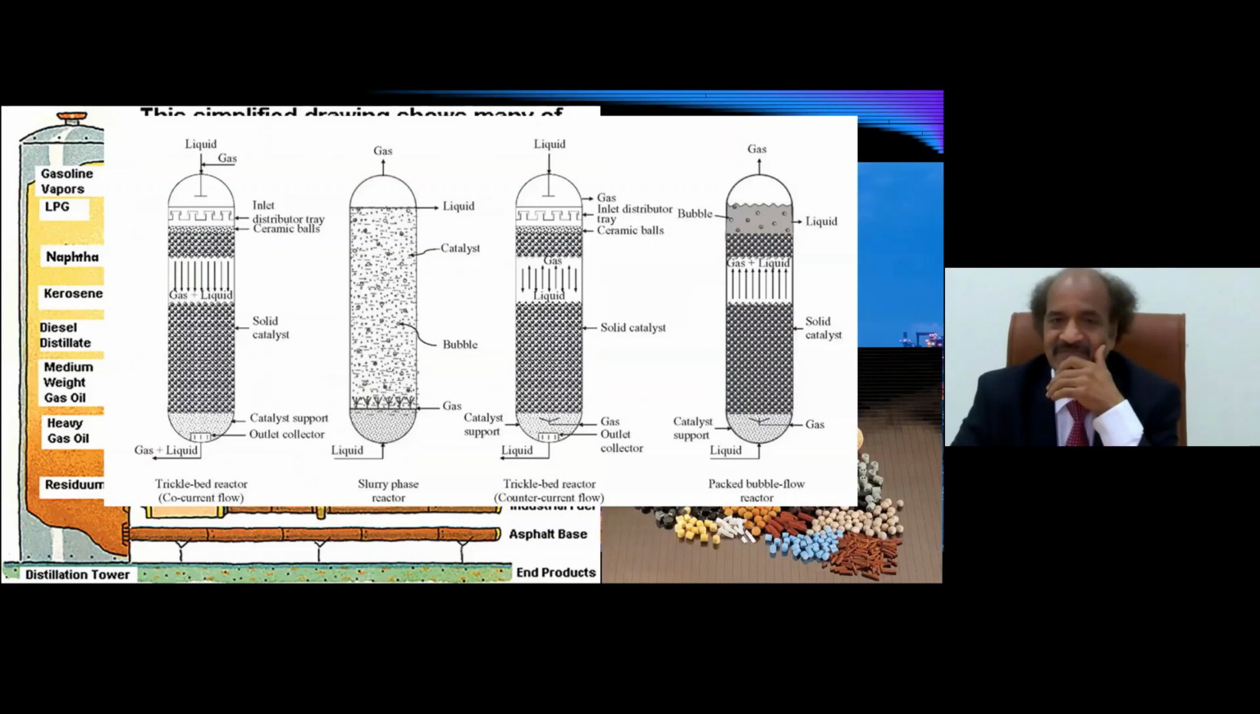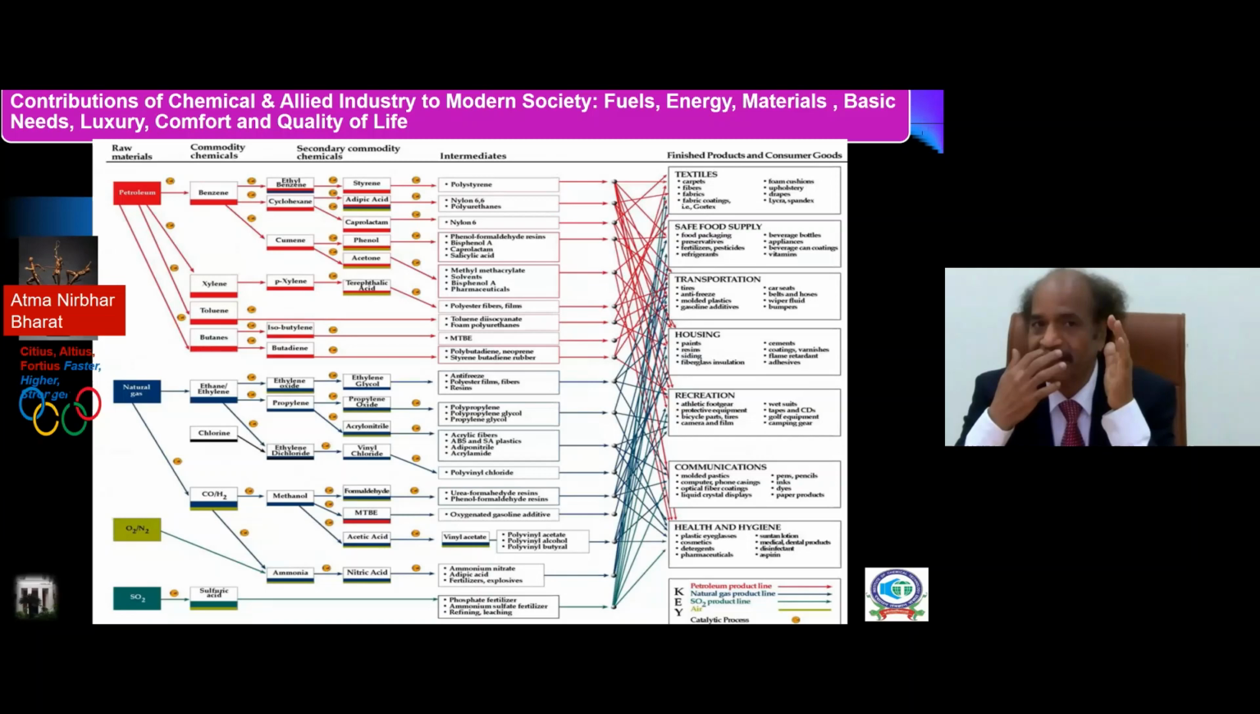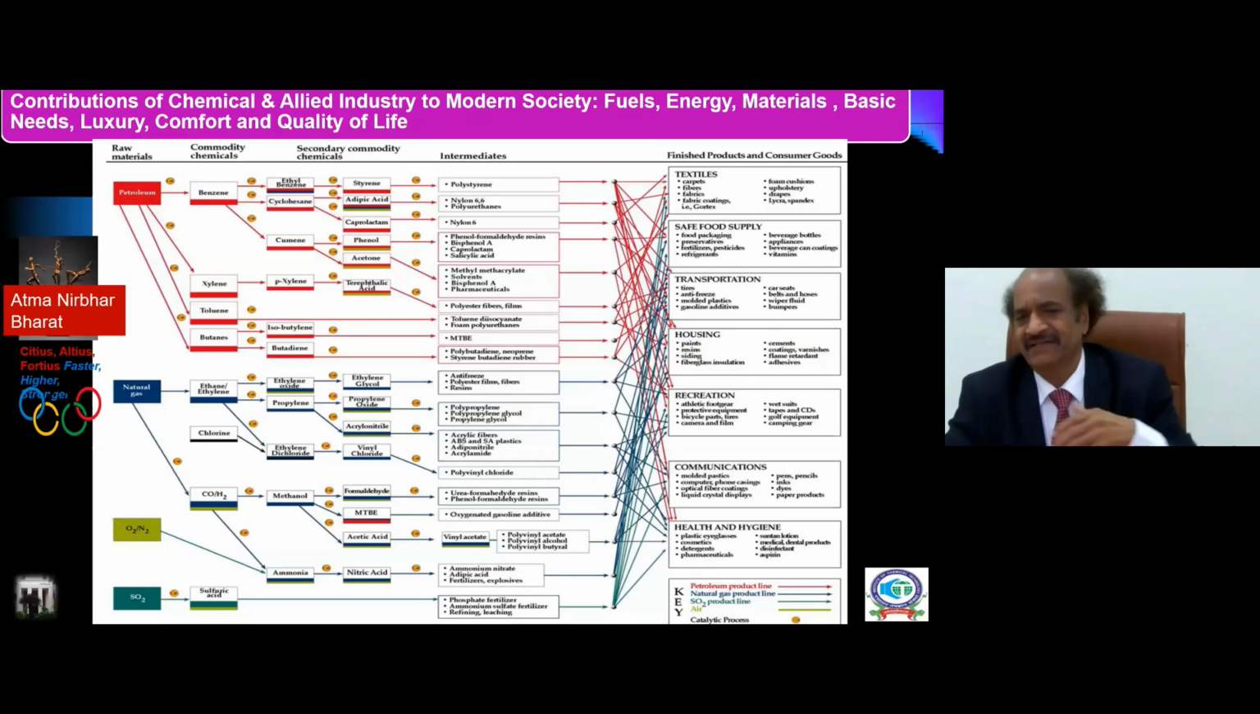So ultimately what it means is the contribution of the chemical and allied industry, which starts with petroleum, then natural gas, air and sulfur, and we go on processing. We have the commodity chemicals, secondary commodity, intermediates and finished products, and what the janta sees is textiles, food supply, transportation, housing. They don't care about how it comes because the chemical industry is a consumer in itself. 60 to 70% of chemicals don't go to the shelf in the market. They are used by another industry. That is the beauty of it.